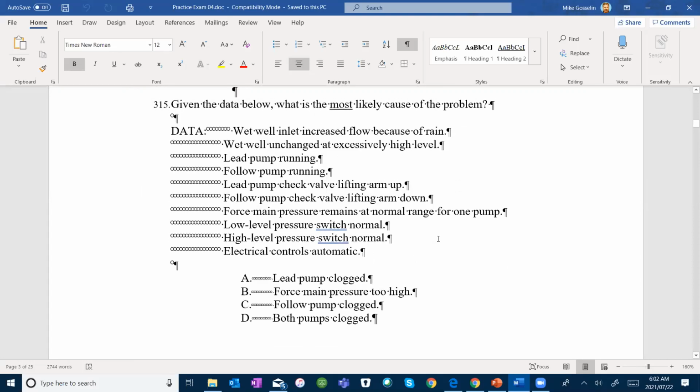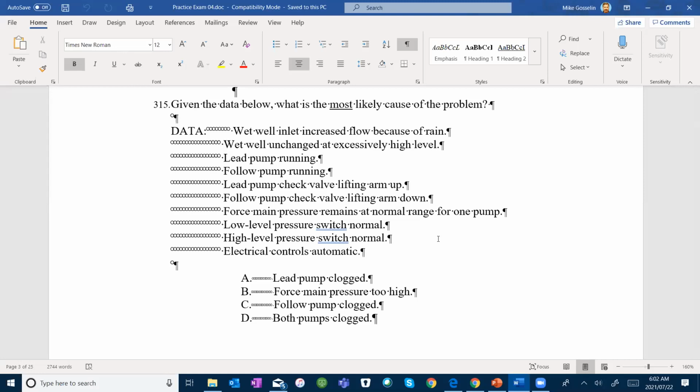All right. Here's another one of these fun questions, and we'll answer this one. Let's go through this question, then we'll take a quick 5 minutes so everybody can top up their coffee and whatnot. So given the data below, what is the most likely cause of the problem?